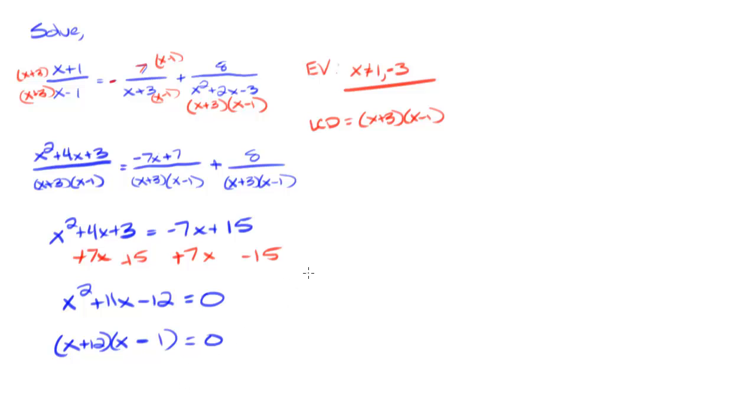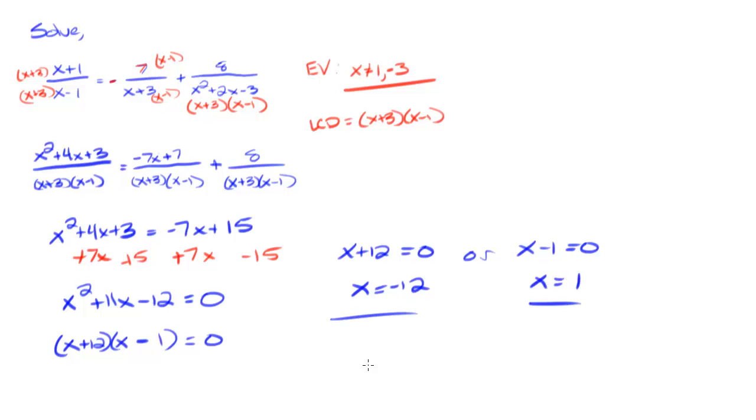Both of those factors will yield an answer. I get x plus 12 equals 0, which gives me x equals negative 12. And I also get x minus 1 equals 0, which gives the answer x equals 1. Those are the two solutions we came up with. It's always important to look back at my excluded values. Remember, 1 and negative 3 are values that can't be solutions because they make denominators 0. Double checking, x cannot be 1, so this is not a solution to the equation. The only solution is x equals negative 12.